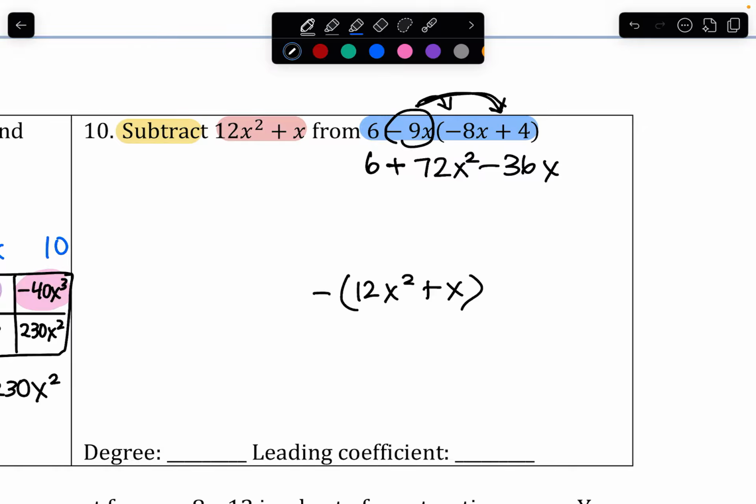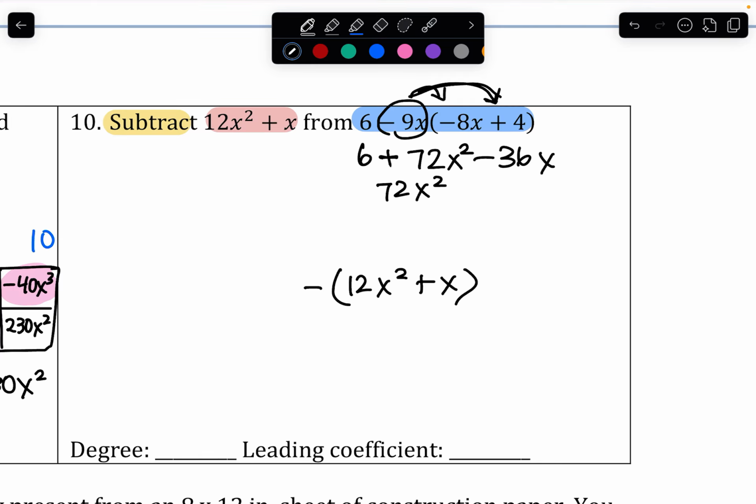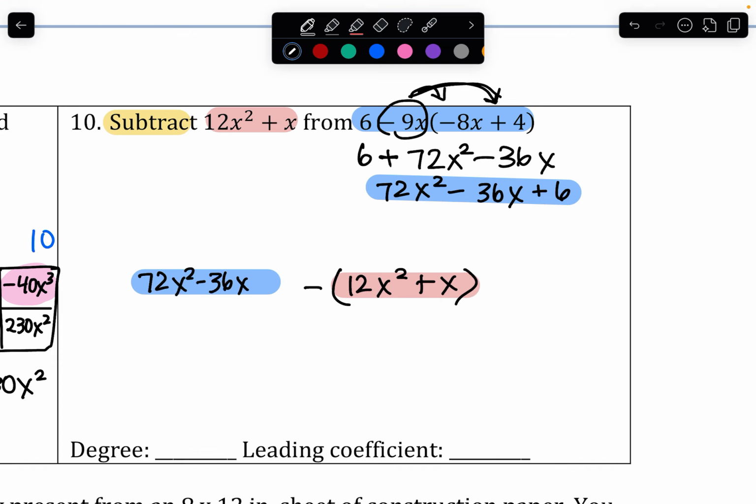Since that 72 is positive, we're going to put a plus sign. There's nothing to combine, but I do want to put it in order. So 72x squared minus 36x, and then 6 is positive plus 6. So that's my new simplified blue polynomial. So subtracting the red from blue. That means we need to distribute the negative to that red polynomial. So negative 12x squared minus x.